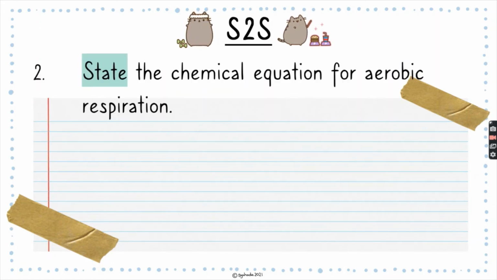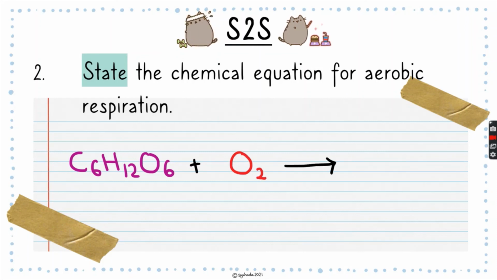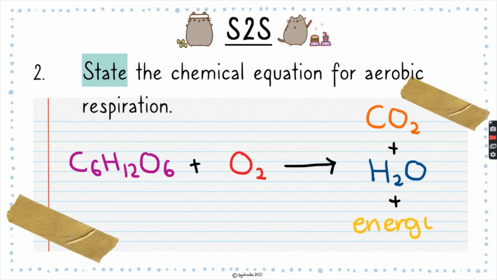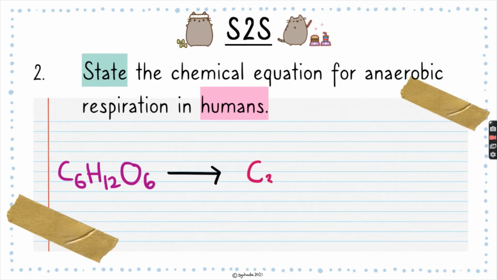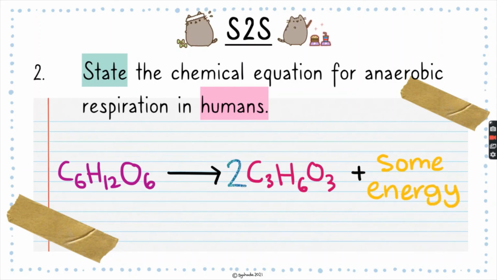Next, you also need to know the chemical equation. So let's cover aerobic respiration first, which is C6H12O6 for glucose plus O2, and then you get CO2 plus H2O plus energy. And remember to balance the equation as well, so write down 6 in front of oxygen, carbon dioxide, and water. Now we have anaerobic respiration in humans, which is C6H12O6, and then straight away you draw an arrow, C3H6O3 for lactic acid and some energy. And don't forget to balance the equation, so write down 2 in front of lactic acid.